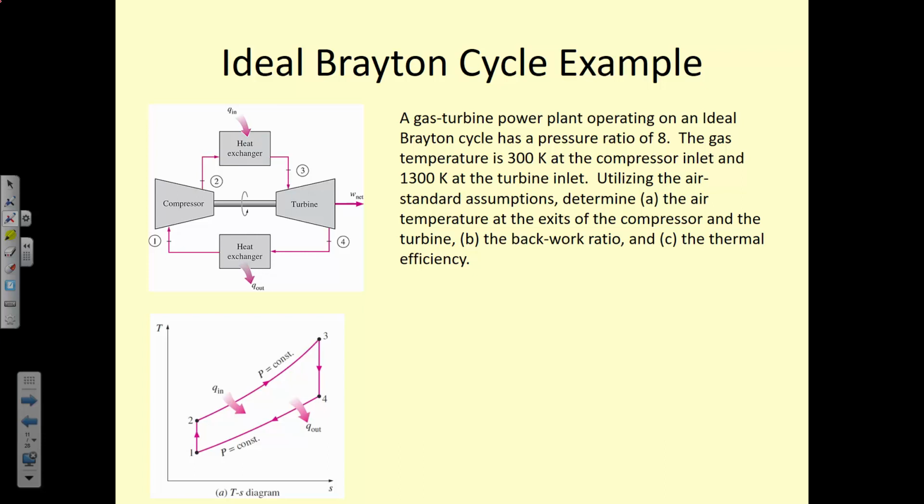We have a lot of examples today that hopefully we can get through them all, but it uses the same base power plant and then we add modifications to it. So we're going to look at this Brayton cycle that has gas temperature of 300 K at the compressor inlet, so state 1 is at 300 K, and 1300 K at the turbine inlet, so state 3 is 1300 K.